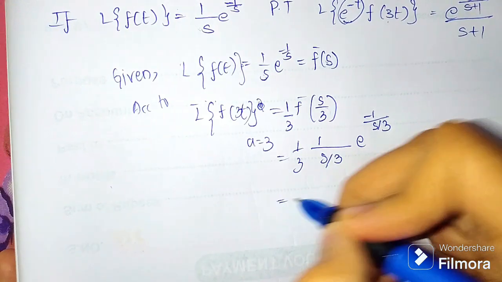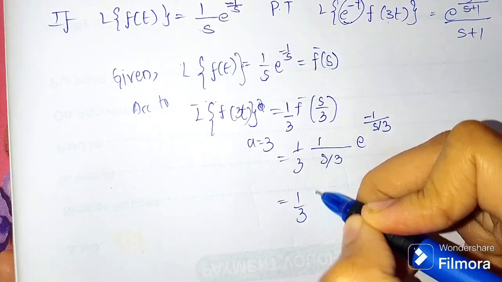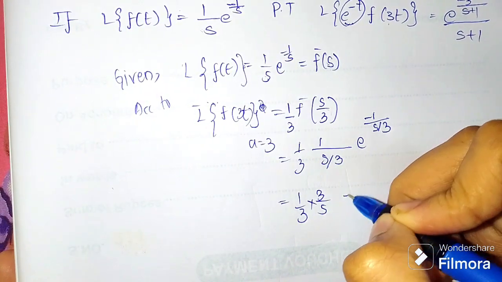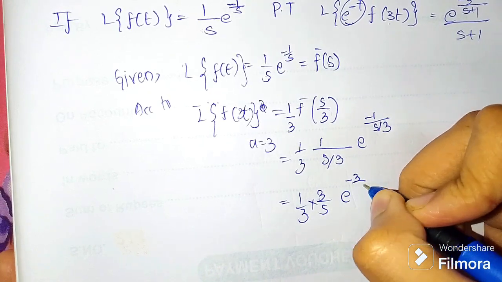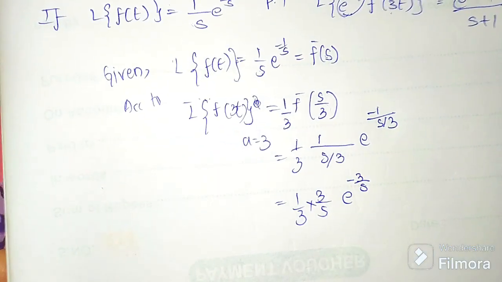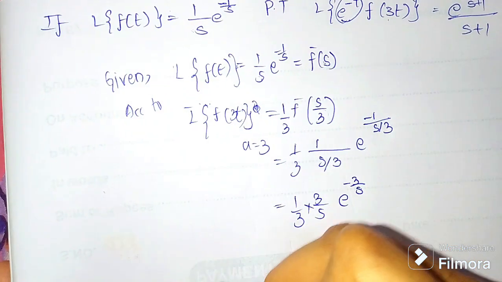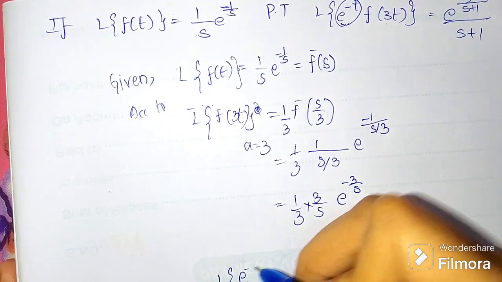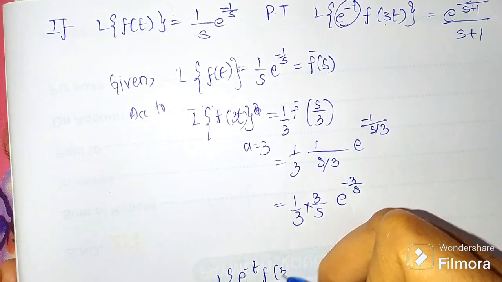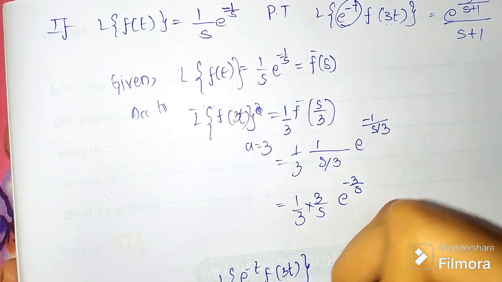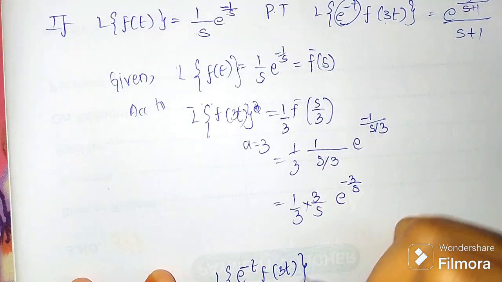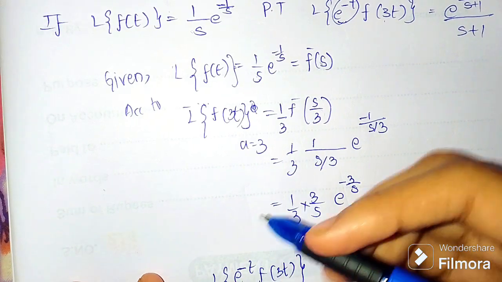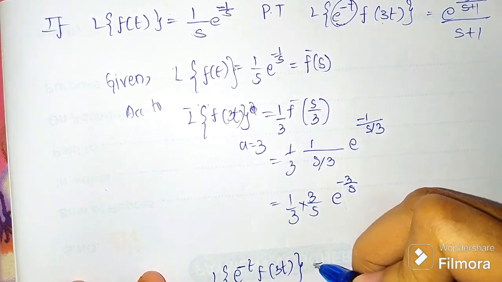So this is 1 by 3 into 3 by s into e power minus 3 by s. So this is my Laplace of f of 3t. So what is now Laplace of e power minus 3 f of 3t? I already told you, this is the first shift property, right? If any function is multiplied with an exponent term, then what will we do? We will shift the s.